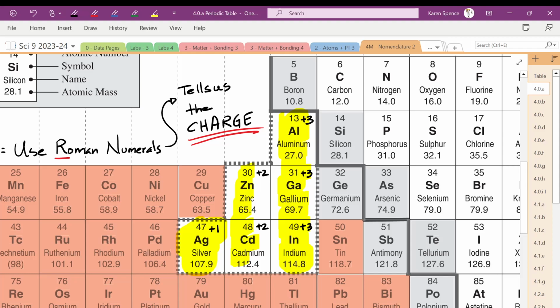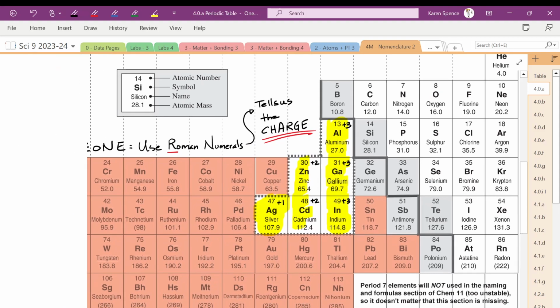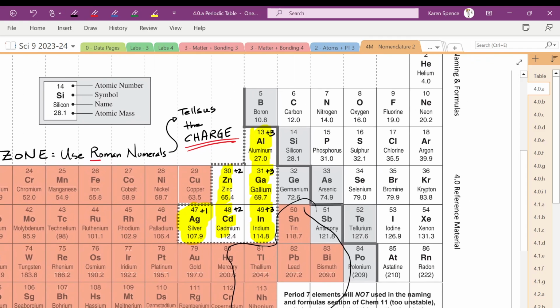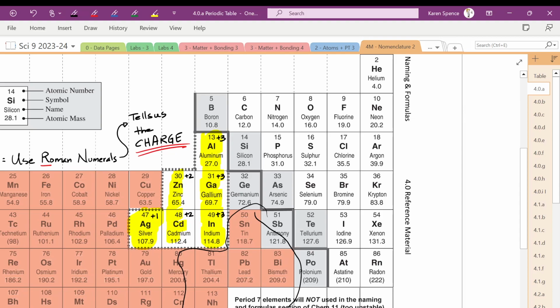Now you'll notice our red zone only includes metals. It includes transition metals, except for group 3. And it also includes some metals down, sort of under the staircase area. But the red zone does not include any non-metals. So you'll never be using a Roman numeral for fluorine, say, or sulfur. None of the non-metals use Roman numerals.